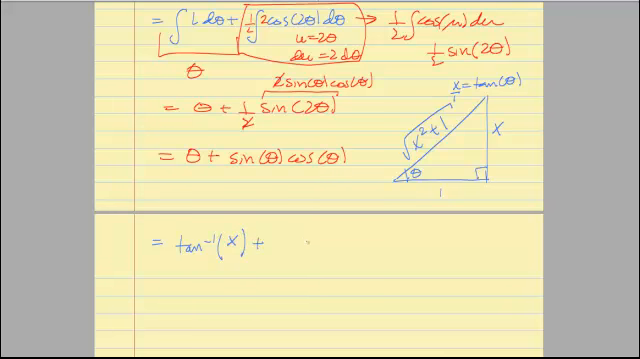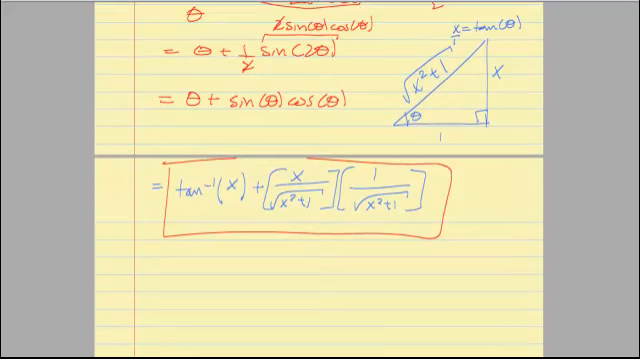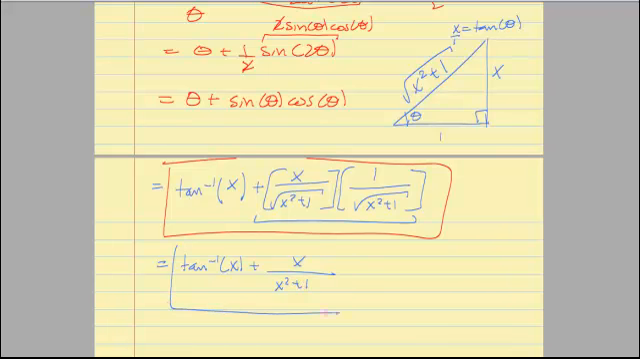Sine is equal to the opposite over the hypotenuse, which is x over root x squared plus 1. That's the sine of theta. And cosine of theta is adjacent over hypotenuse, which is 1 over root x squared plus 1. Now that's only the solution to this piece, and we still need to recombine all of these. And I guess actually we could rewrite this just a little bit. This piece right here is just equal to the inverse tangent of x plus x over x squared plus 1.